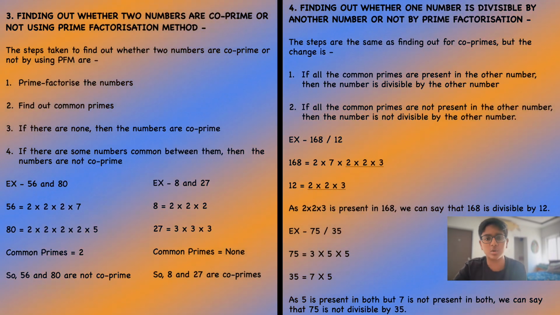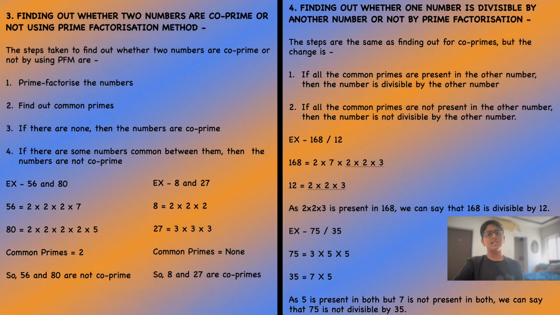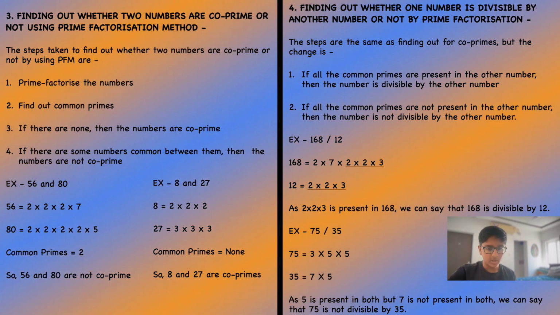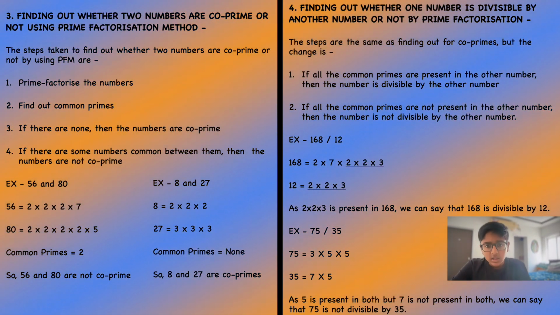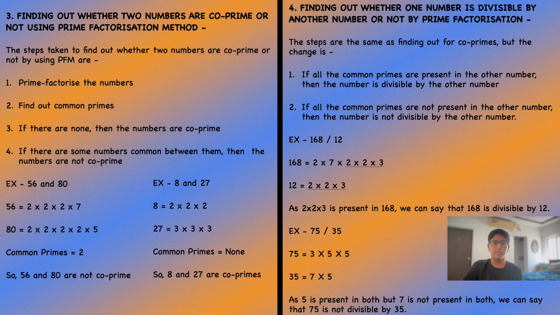Suppose 12 is 2 into 2 into 3. Now 168 has 2 into 2 into 3. Since both of them are there, we can say that 168 is divisible by 12. But in 75 and 35, 7 is not there but 5 is there. Since 7 is not there, we should say that 75 is not divisible by 35.